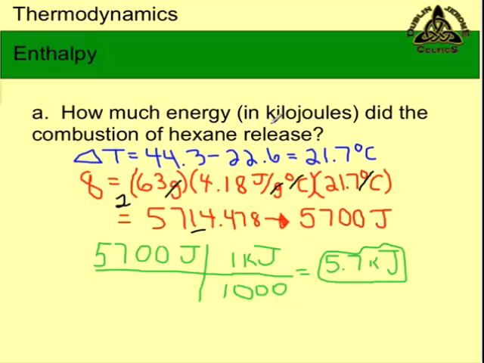We do need to convert into kilojoules. Kilojoules, pretty simple equation here. 5,700 joules. You have 1,000 joules in 1 kilojoule. So you're just dividing that. You should get 5.7 kilojoules, which is, again, review from before. Pretty simple stuff.